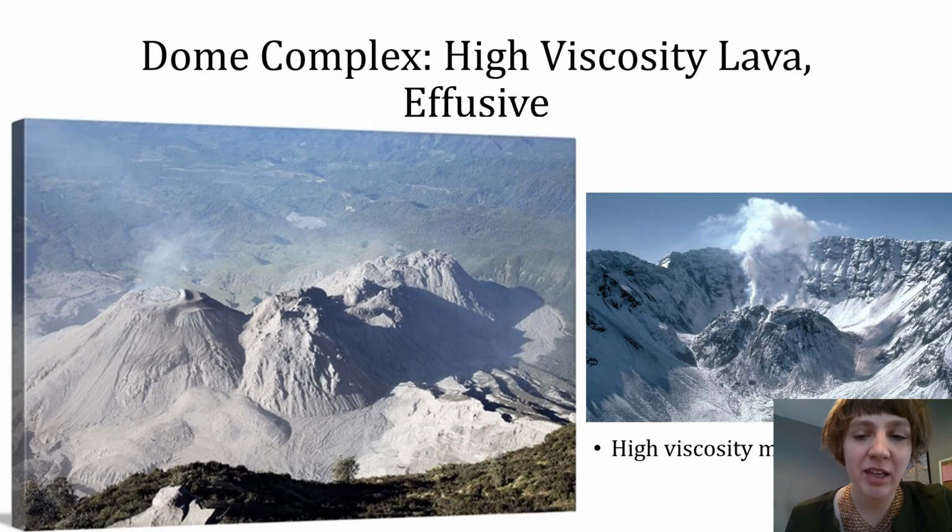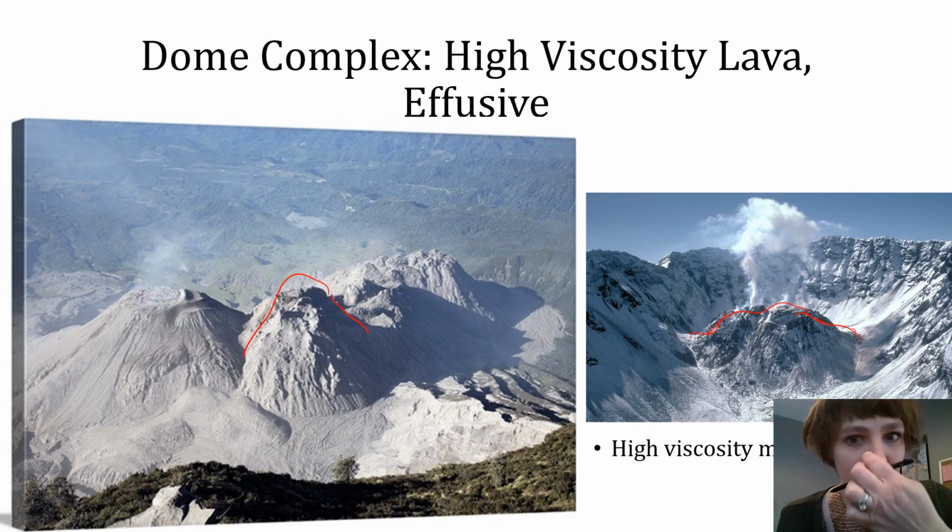Finally, we have the other sort of smaller feature, which is the dome complex volcanoes. These high viscosity, degassed lavas never travel very far from the vent, and instead they build up these quite steep domes, either directly on the landscape or also quite commonly inside of the slopes of stratovolcanoes.